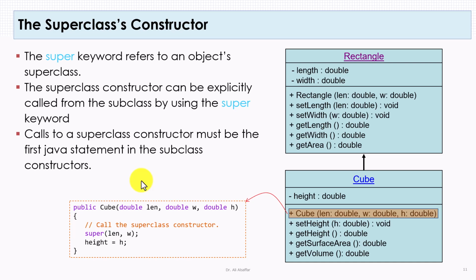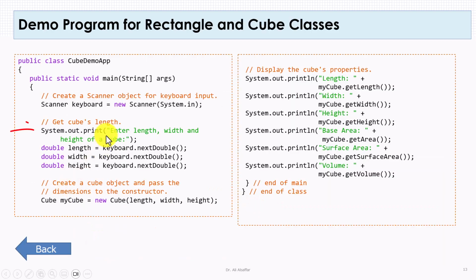Let us have a look into a small demo program that shows how to instantiate an object from the subclass cube and how to call the inherited methods from rectangle. This is a smaller program. First, it asks the user to enter length, width, and height of a cube. And then an object is created from the cube class.